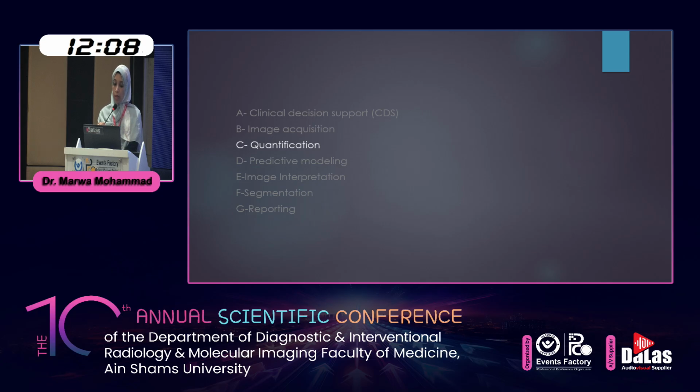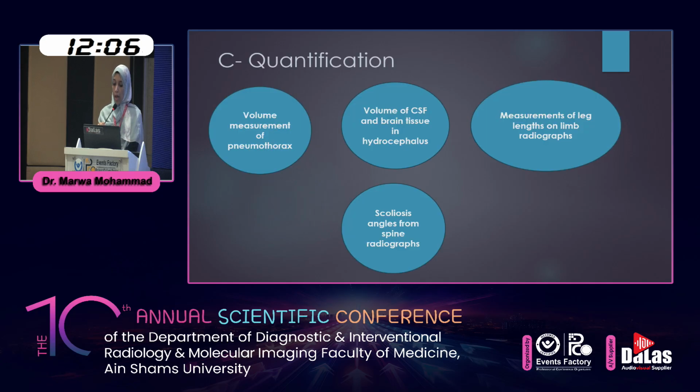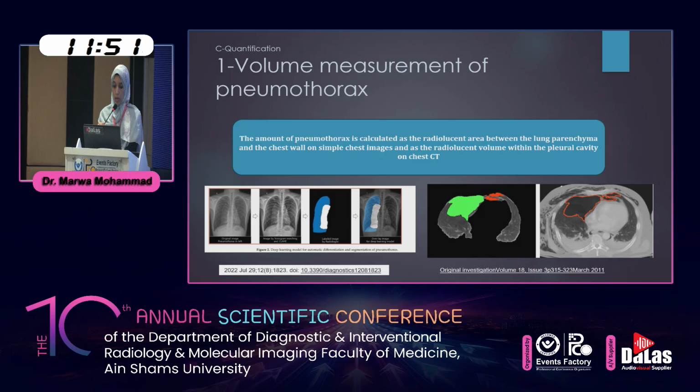C. Quantification. Such as volume measurement of pneumothorax, volume of CSF and brain tissue in hydrocephalus, scoliosis angles from spine radiographs, and measurements of limb lengths on limb radiographs. Volume measurement of pneumothorax: the amount of pneumothorax is calculated as the radiolucent area between the lung parenchyma and the chest wall on simple chest images, and as the radiolucent volume within the pleural cavity on CT chest.